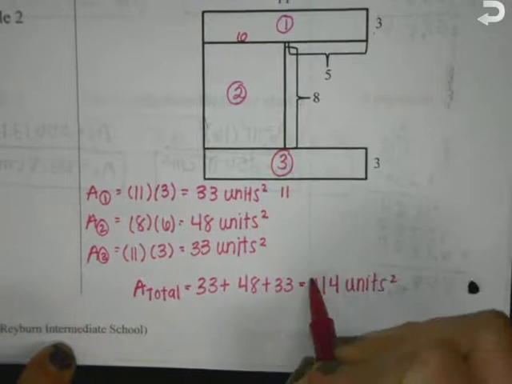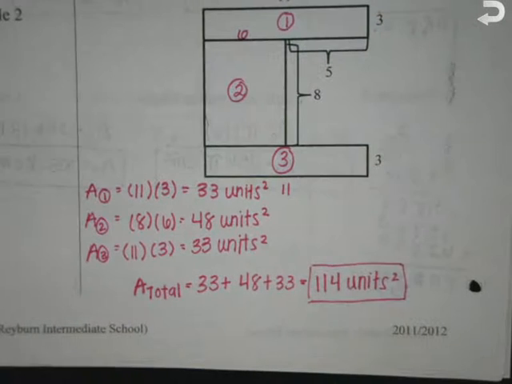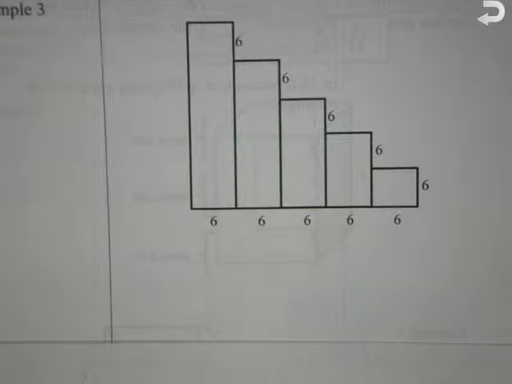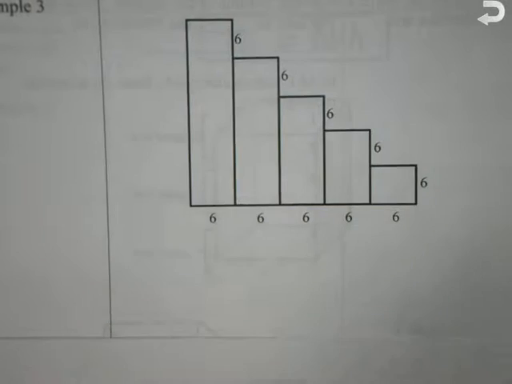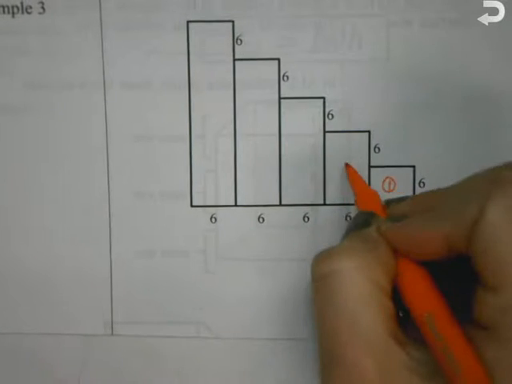Good. Number 3. Okay, this is already also split up for us into a bunch of small rectangles. First thing, let's label all of them. 1, 2, 3, 4, and 5. So we have 5 rectangles.